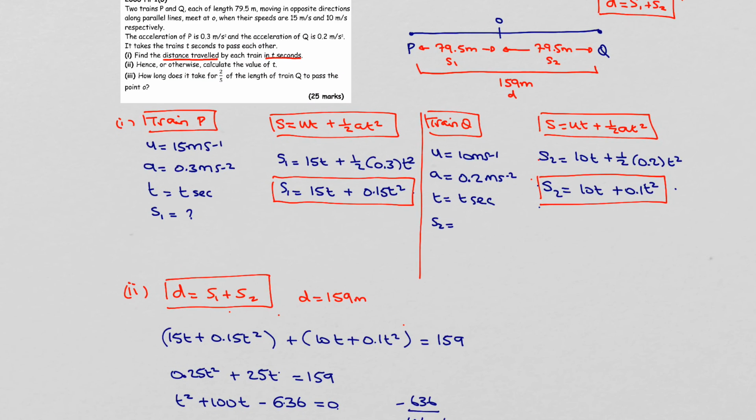Okay, so if we go back up to the last part of the question, it says, how long does it take for 2/5 of the length of train Q to pass point O? So 2/5 of the length of Q is 2/5 of the length of the train, in other words 79.5 metres. So in other words, S2 is going to be equal to 31.8 for this part of the question. And we also know that S2 is equal to 10t plus 0.1t squared.